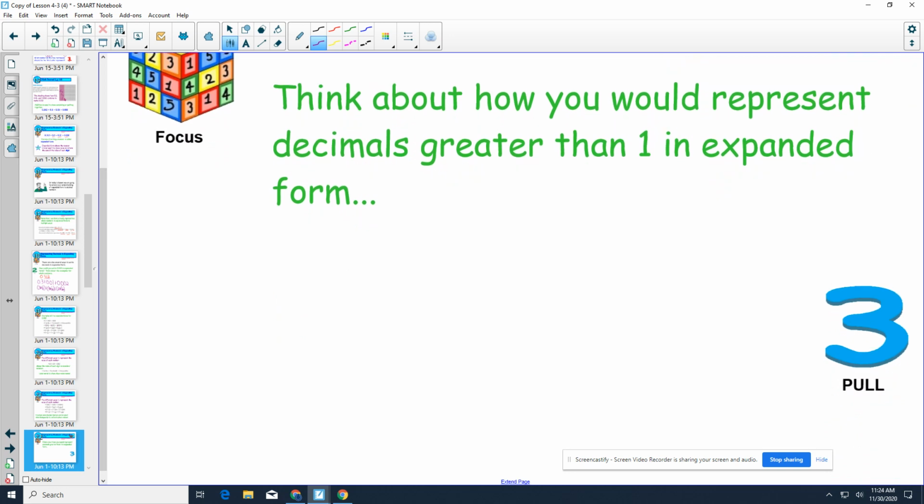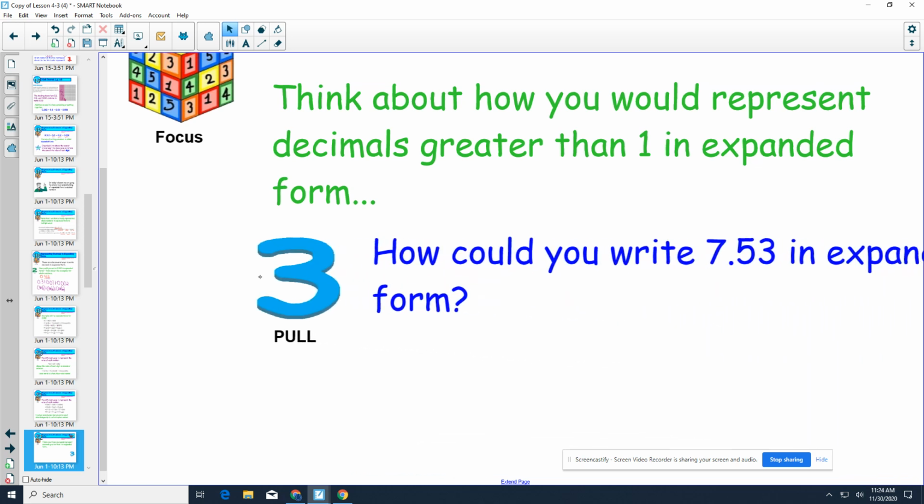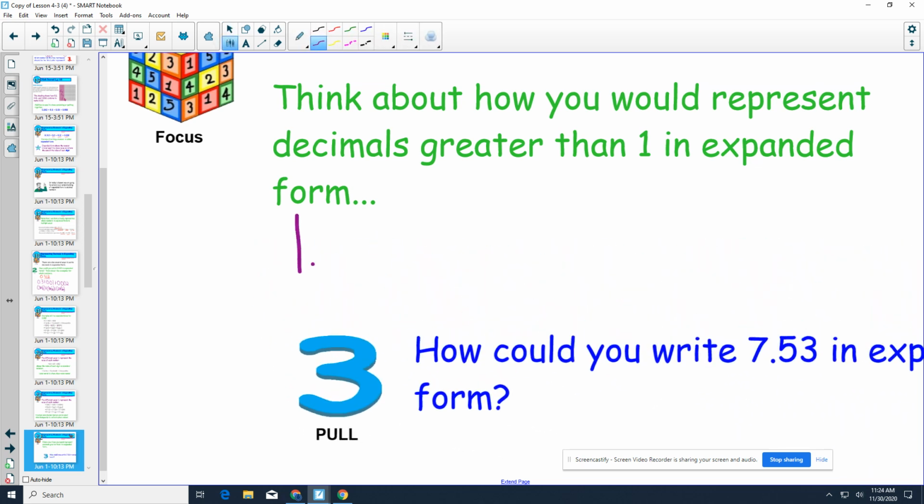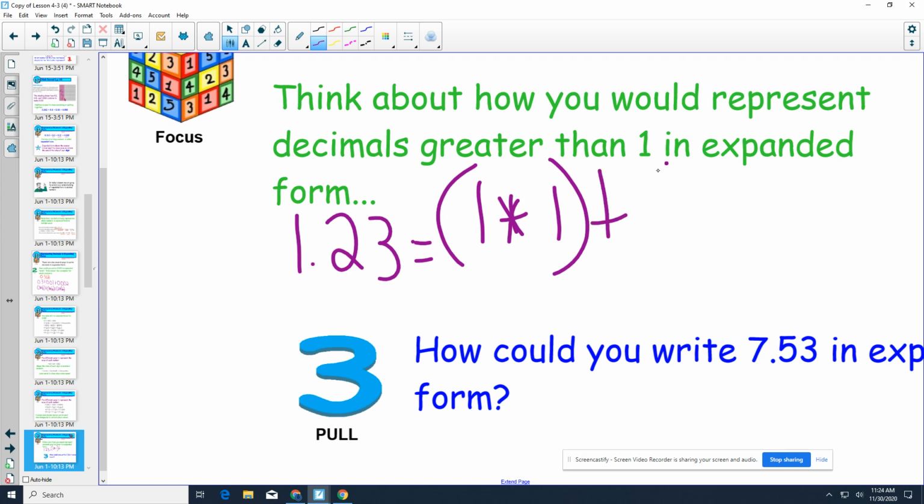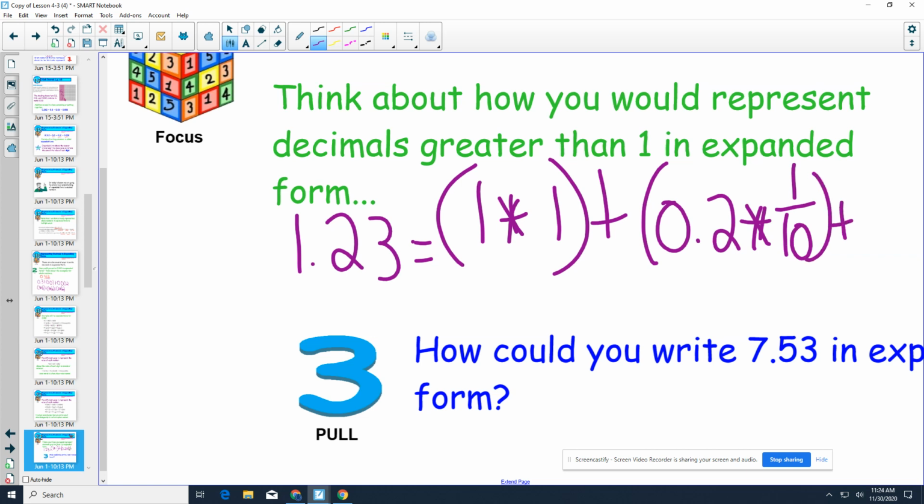Think about how you would represent decimals greater than 1 in expanded form. So for example, how would you represent 1.23? Okay, so I could say 1 times 1, right, because it's in the ones place, plus 2 times, and it's in the tenths place, so I could say by 1/10, plus 3 times 1/100th.